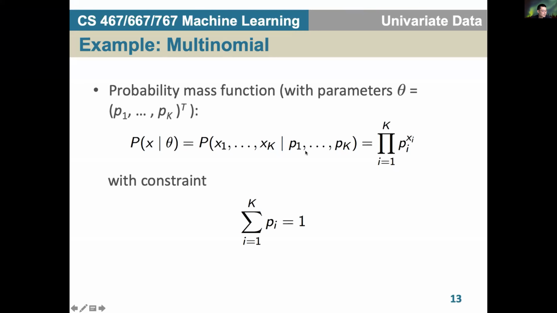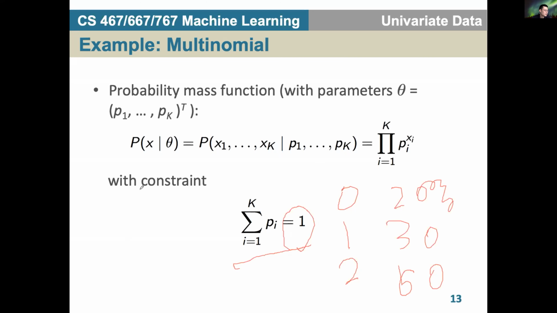So again, there's a constraint. If you look at here, previously we said that you can take 3 values, 0, 1, 2. And maybe this will be 20%, this may be 30%, this may be 50%. Their probabilities should sum up to 1. P0, P1, P2 equal to 100%. So this is the one constraint.